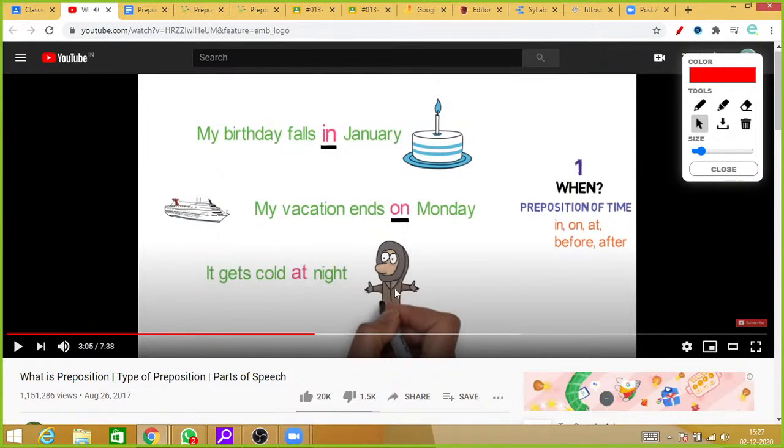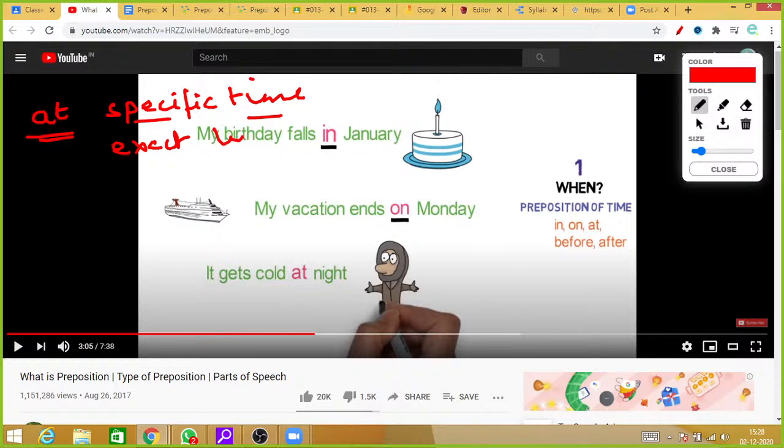So now at, when do we use at? Now listen carefully. Now Rasik and Aman will have to give me sentences after this. At night. So at is used for a specific time. So again, this is also a preposition of time. Specific time means exact time when we want to use it. Okay? So exact time is at.